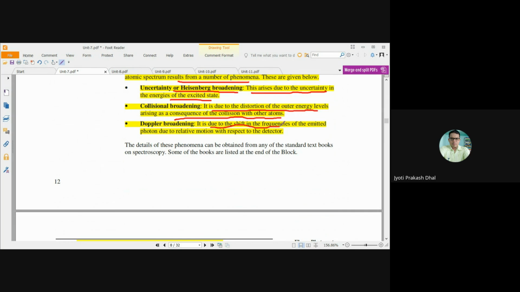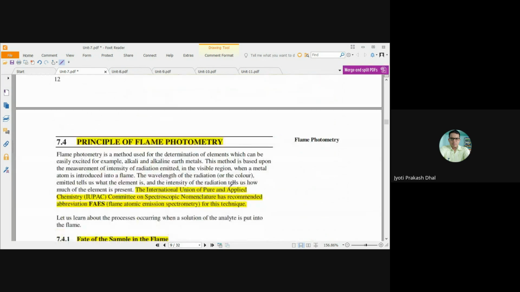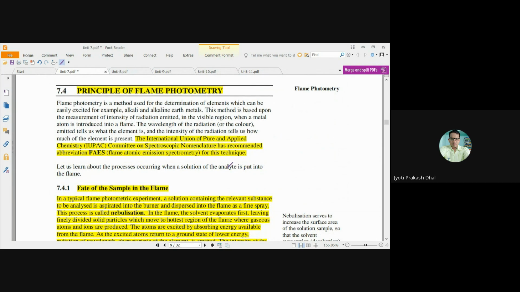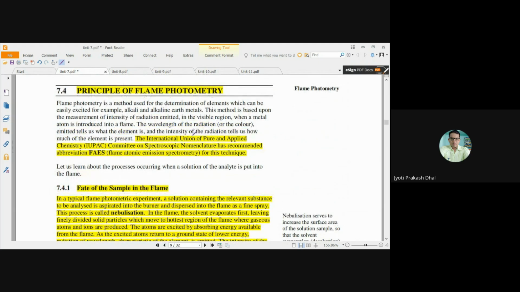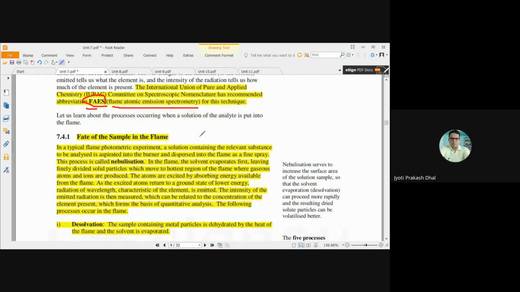It is due to shift of the frequencies of the emitted photon due to relative motion with respect to the detector. Now coming to the principle of flame photometry. According to IUPAC, the name of the flame photometric technique is FAES, that is flame atomic emission spectroscopy. So IUPAC recommended the abbreviation FAES, like flame atomic emission spectroscopy.